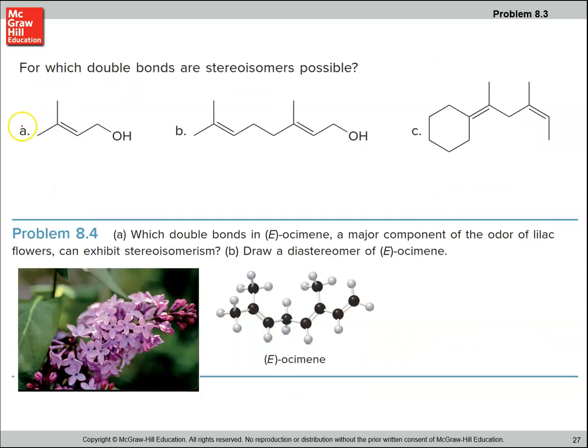Just a learning check here, I'd like you to go through, and we'll come back to this in class. For which double bonds are stereoisomers possible? So A, B, and C, identify those. If you're not sure, go back to what that means, and we'll check this again in class. And then once you're done with that, go down to problem 8.4 and walk through that, do your best to answer those questions, and then we'll again cover that in class. So pause here, take some time to try these out, and then bring your answers to our next meeting.